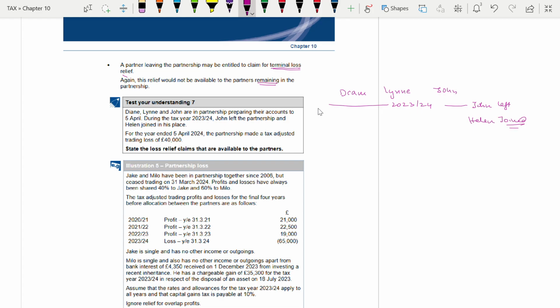For the year ended 5th April, they have a tax adjusted trading loss. How much is the tax adjusted trading loss? Tax adjusted trading loss is 40,000.